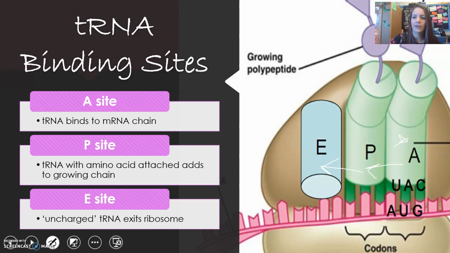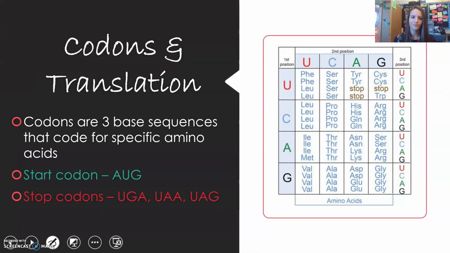So A is where they enter, and they just have a single amino acid attached. And then P site is where it bumps the next one out, and it attaches to the growing chain. So this right here would detach when this one moves to the E site. And then when that tRNA gets to the E site, it's considered uncharged, meaning it doesn't have an amino acid attached.